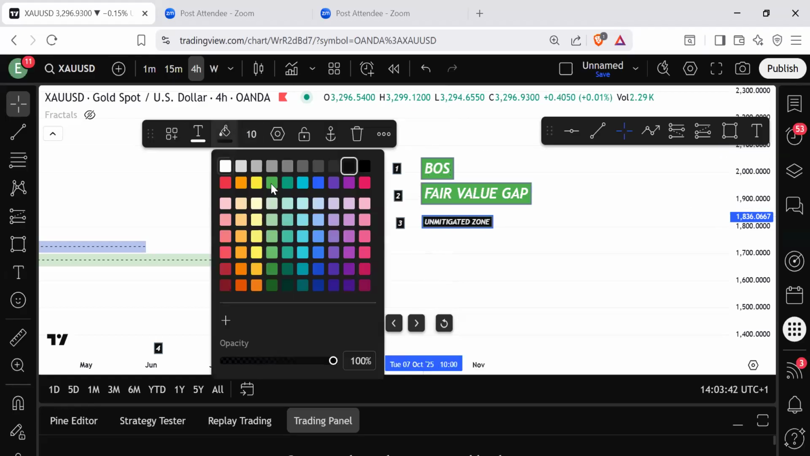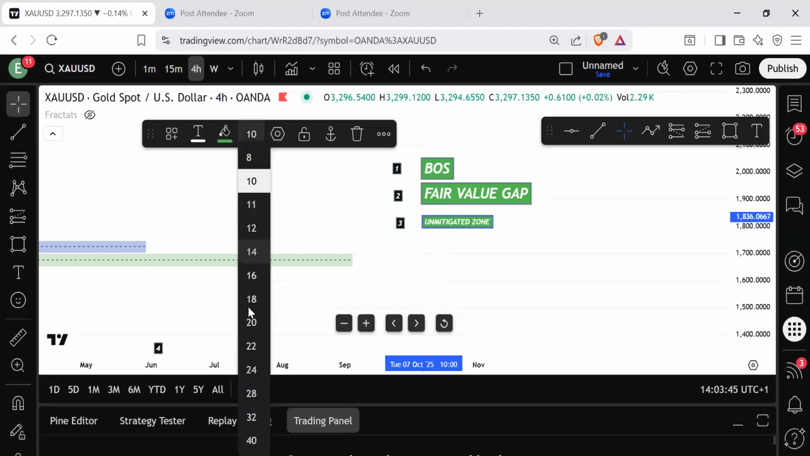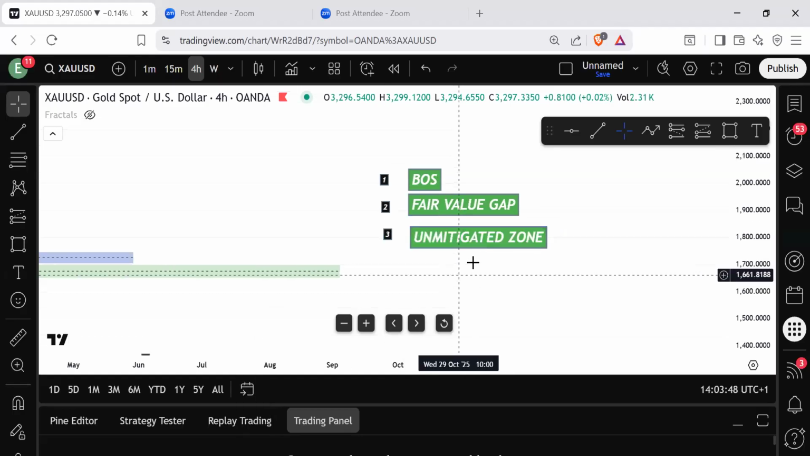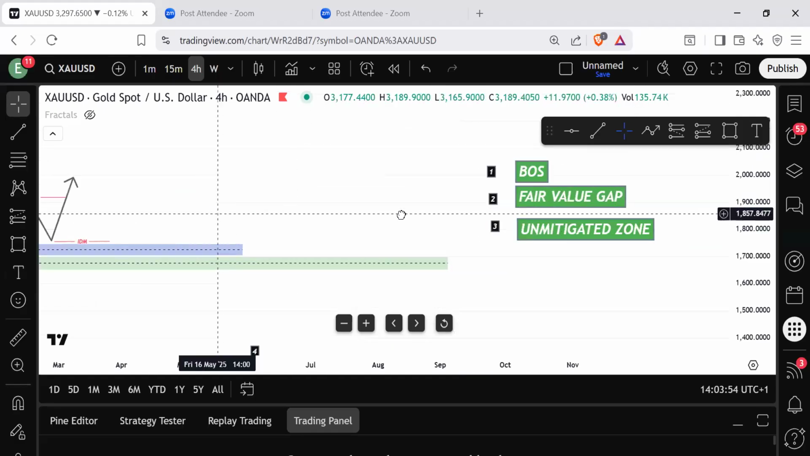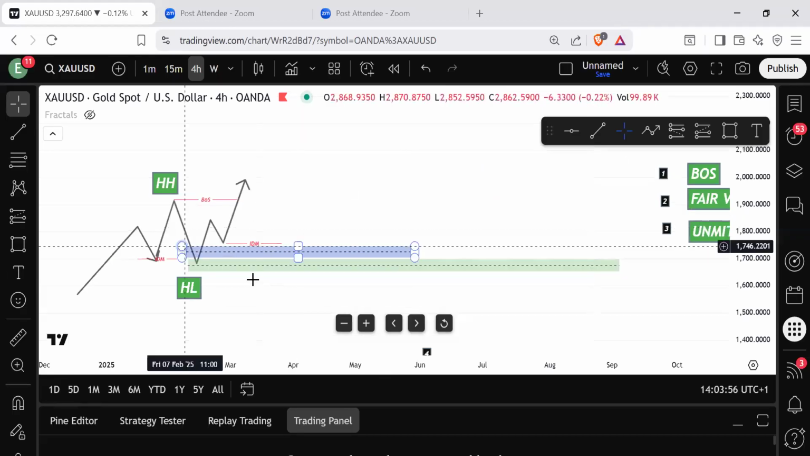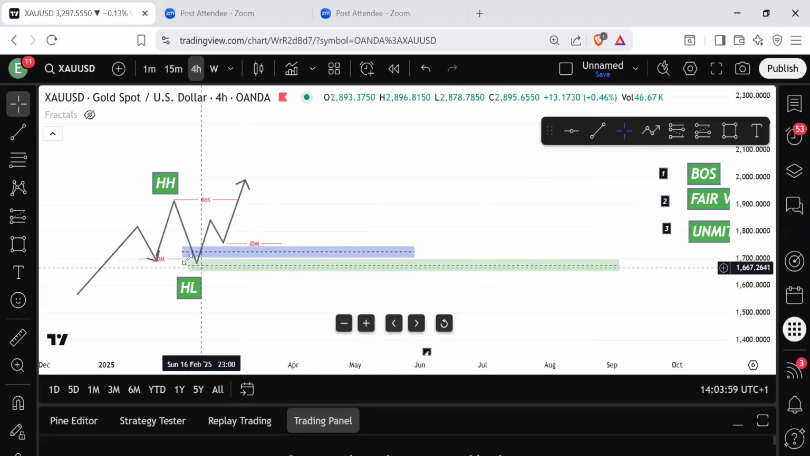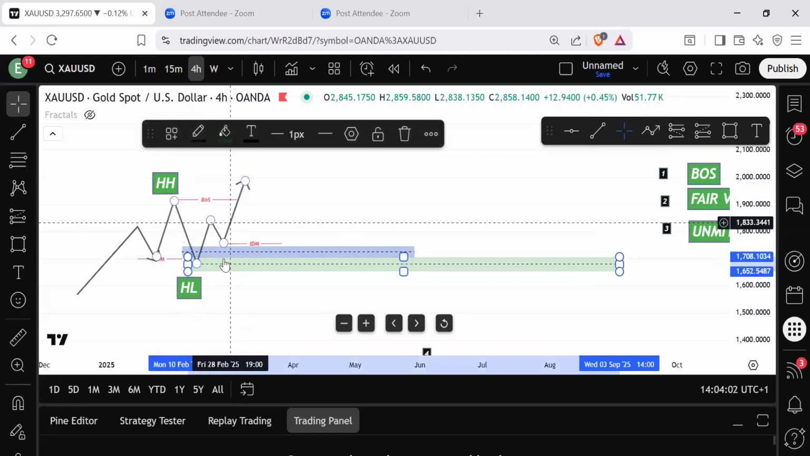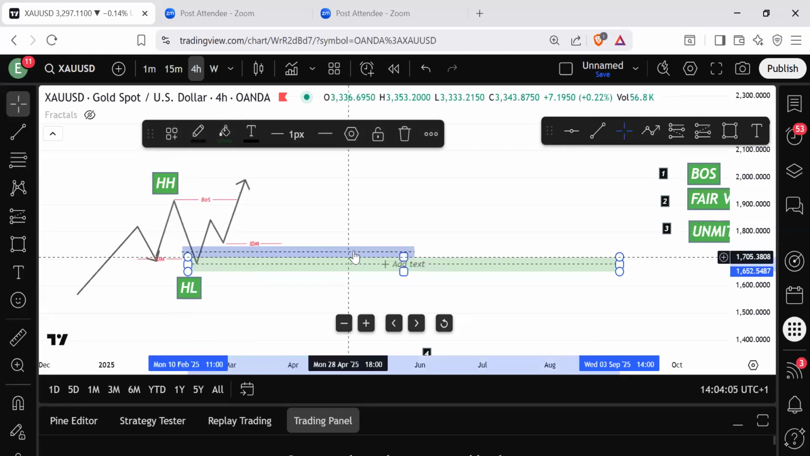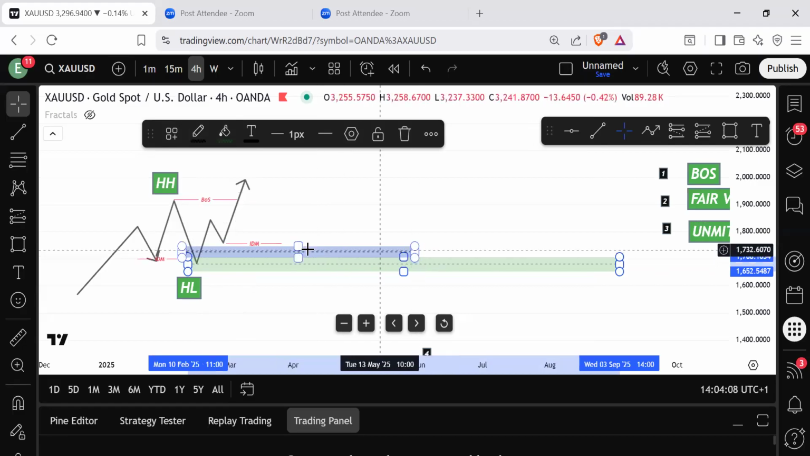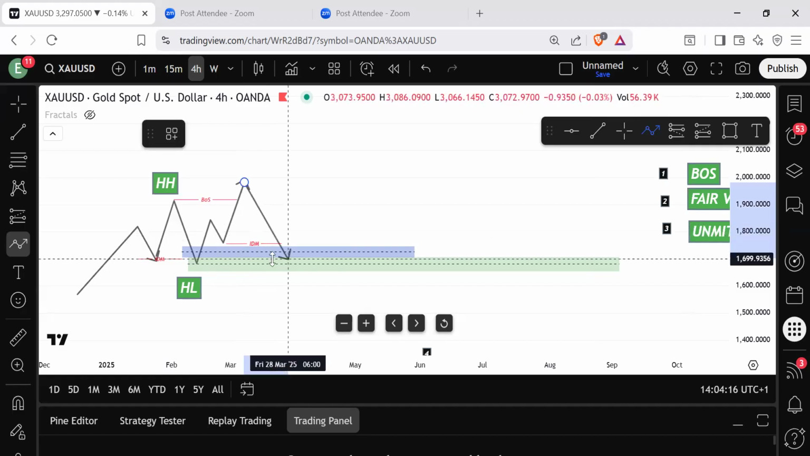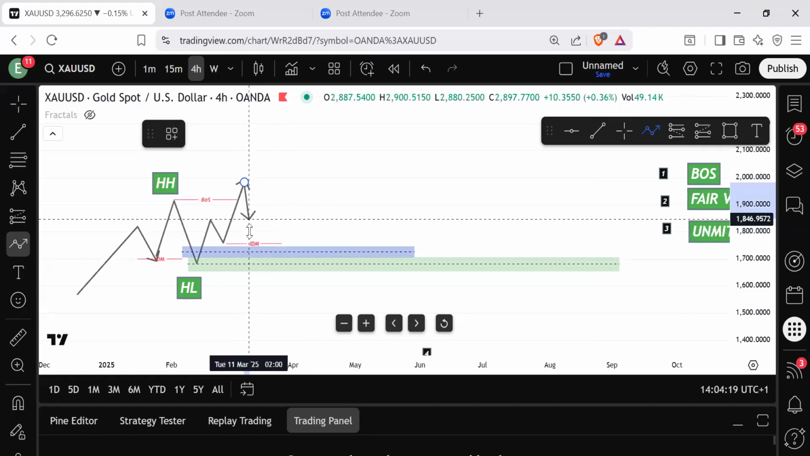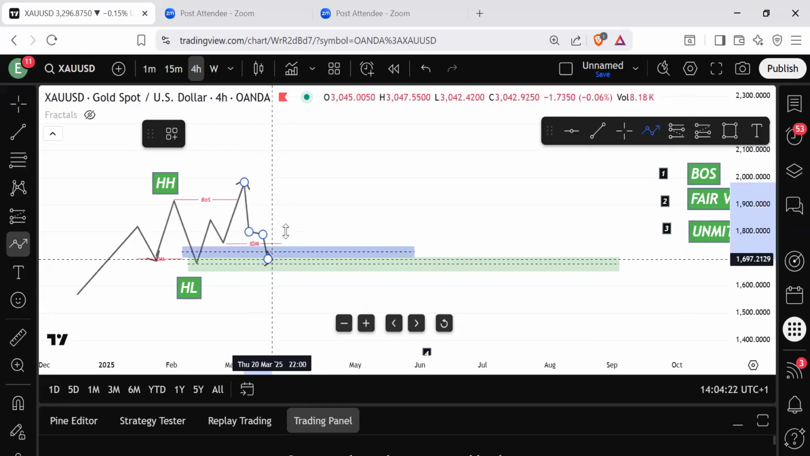Mitigated zone. So what we mean by unmitigated zone is this kind of zone. We've seen a break of structure, we've seen that the zone caused a break of structure, and we've also seen a fair value gap there. Now, what we mean by unmitigated is that it must be fresh. Price must not come there before we are looking to place a trade.